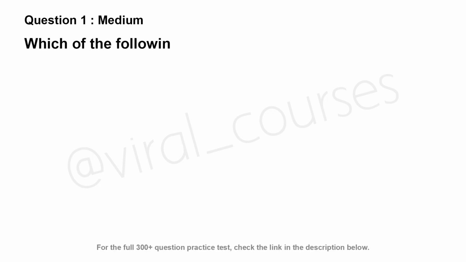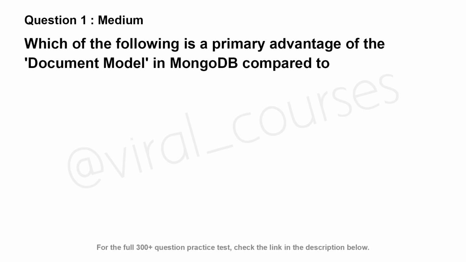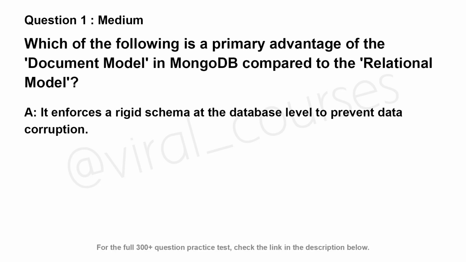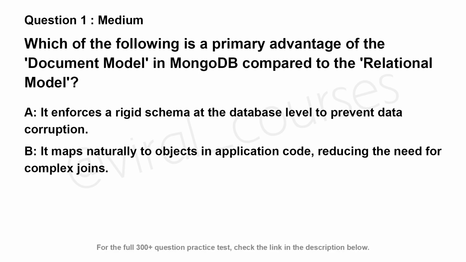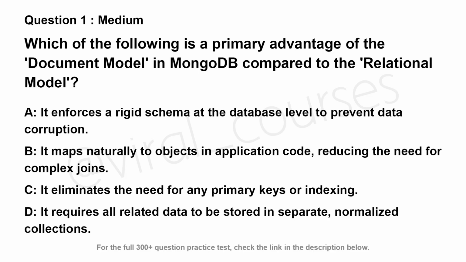Which of the following is a primary advantage of the document model in MongoDB compared to the relational model? Option A. It enforces a rigid schema at the database level to prevent data corruption. Option B. It maps naturally to objects in application code, reducing the need for complex joins. Option C. It eliminates the need for any primary keys or indexing. Option D. It requires all related data to be stored in separate, normalized collections.